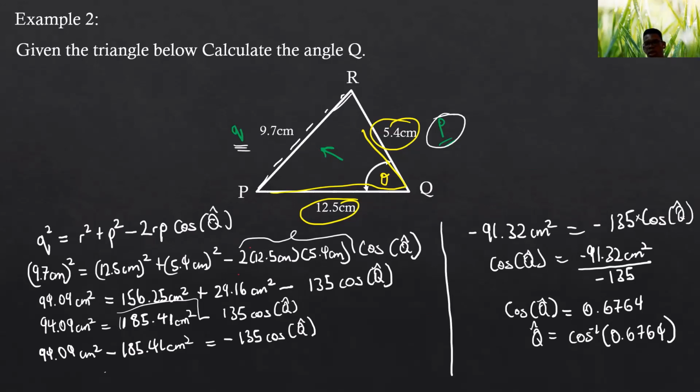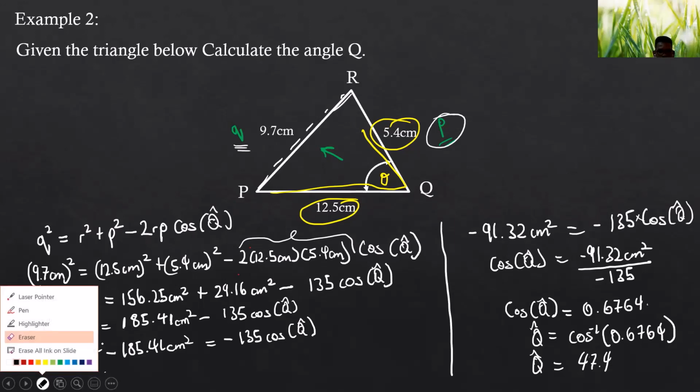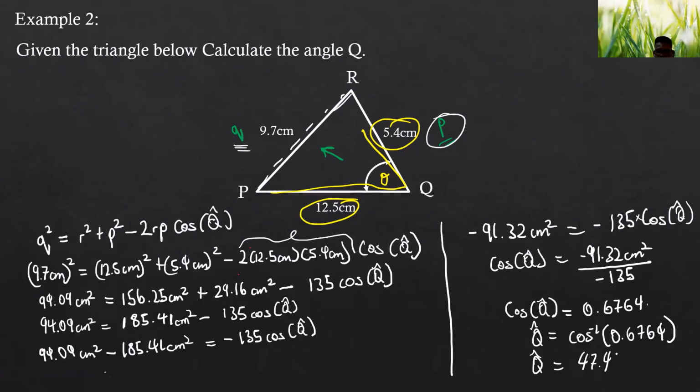So Q is equal to cos inverse of 0.6764. And you guys will tell me the answer for this. Cos inverse of 0.6764 is equal to, that will be our final answer. What is that? Something like 47.43 degrees. If we round up, we would have to round up, right? Because the number next is actually greater than 5.